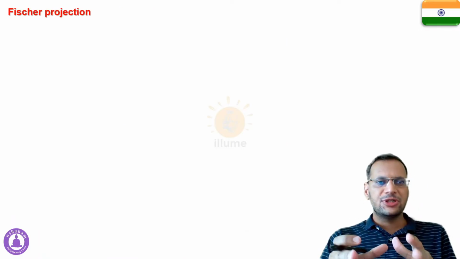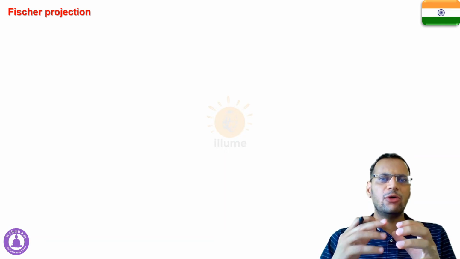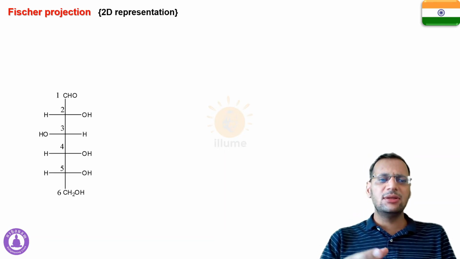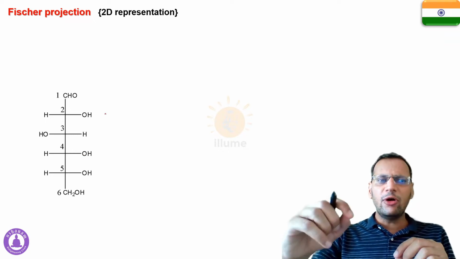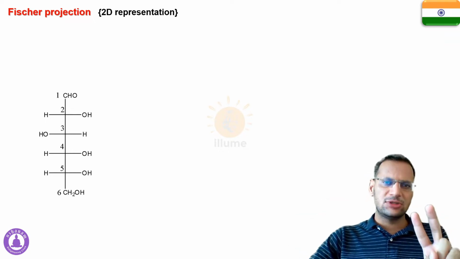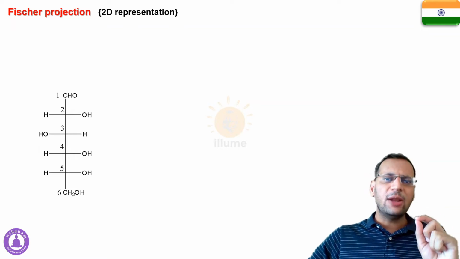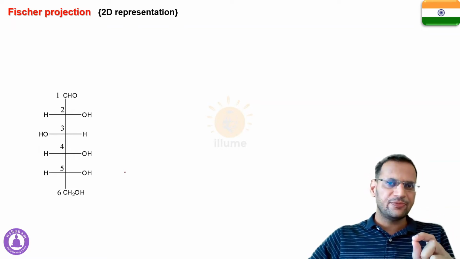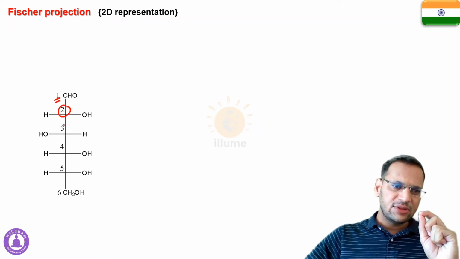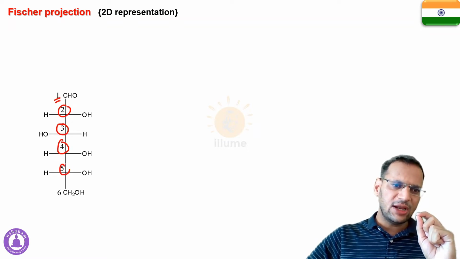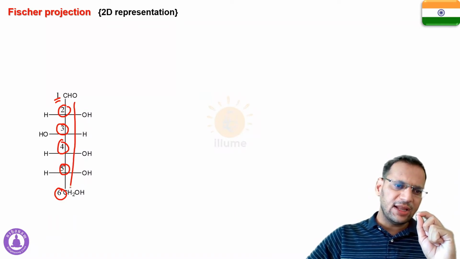Now what is Fischer projection? Fischer projection is basically a 2-dimensional representation of monosaccharides. Now see, this is a Fischer projection of glucose. Now how to draw a Fischer projection? There are 2 basic rules for drawing a Fischer projection. First, all carbons should be placed in a vertical position. See, these are the carbons. There are total 6 carbons and all these carbons are placed in a vertical line.